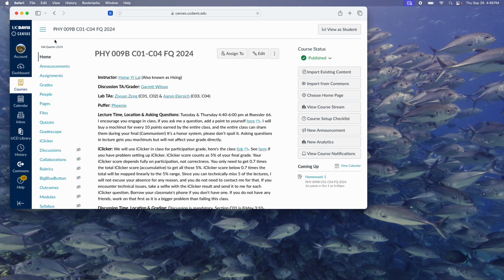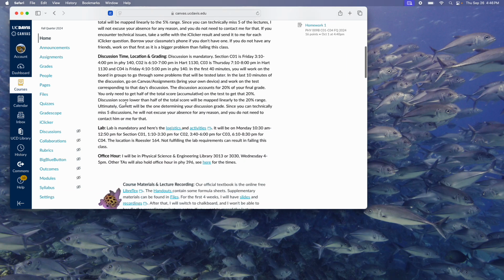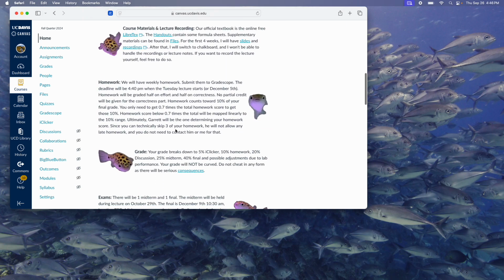Even though this is like a test, you only need to get 50% of those discussion tests to get this 20%. So you can miss some discussions, and you can make some mistakes in your tests. You only need to get half correct to get this 20%, okay? So from iClicker to discussion, I designed it such that you can basically get all of them if you just show up and do your thing. Then there will be 25% midterm and 40% final.